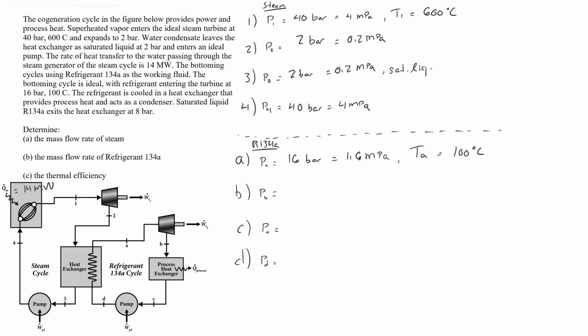And it's cooled in a heat exchanger that provides process heat and acts as a condenser. So we're now referring to this heat exchanger here. Saturated liquid exits the heat exchanger at 8 bar. So we know here at C we have 8 bar and a saturated liquid. So the pressure at B must also be 8 bar, and the pressure at D will be the same as A.